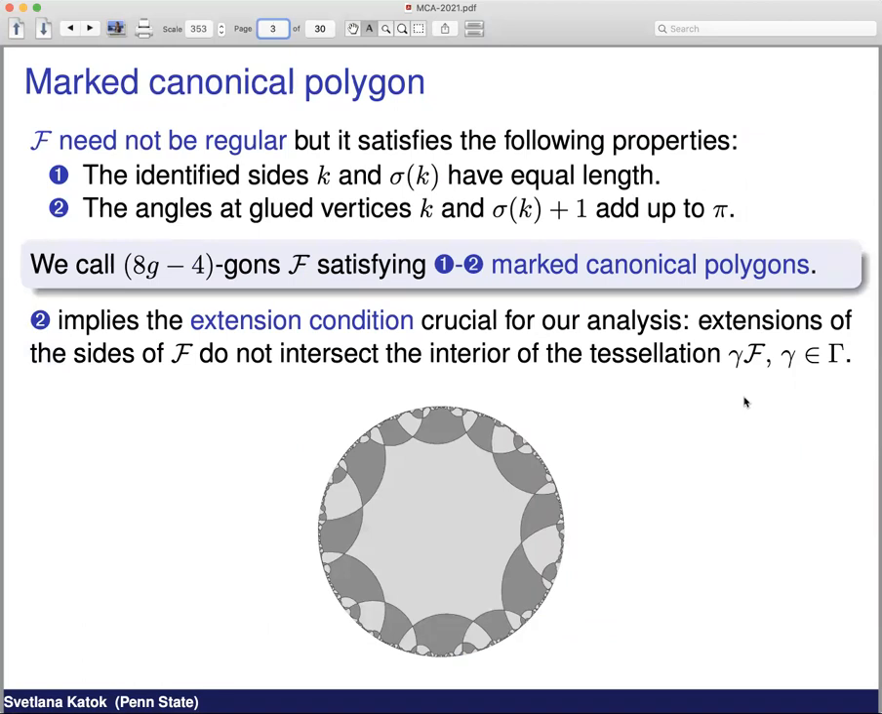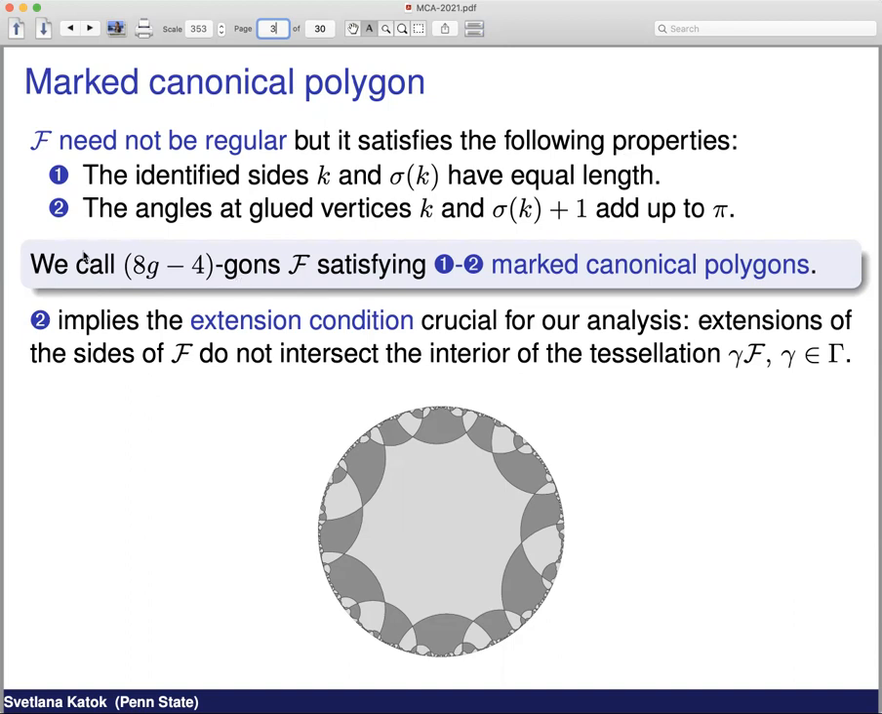Okay, now notice that F need not be regular. It may be, but it doesn't have to be. But it satisfies two properties. The identified sides, of course, must have equal hyperbolic length, but also the angles at glued vertices k and sigma of k plus 1 add up to pi. So we call these 8G-4 gons, which satisfy this property, marked canonical polygons.